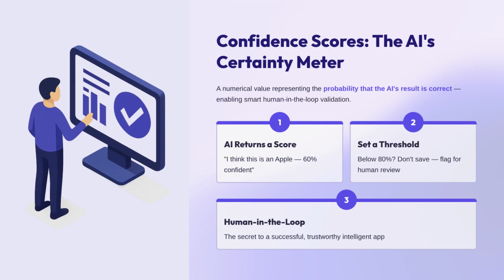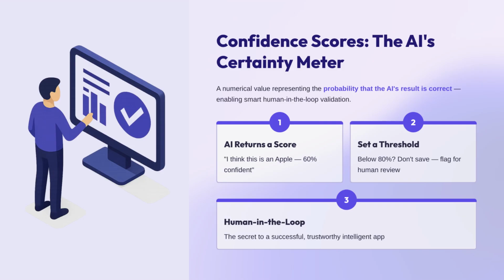In our relaxed classroom tone, it simply means the AI's certainty meter. The AI is honest. If it sees a blurry photo, it might say, I think this is an apple, but I'm only 60% sure. As a builder, you can tell the app, if the AI is less than 80% sure, don't save the data. Ask a human to double check it. In my 25 years, I have seen that this human in the loop is the secret to a successful intelligent app.